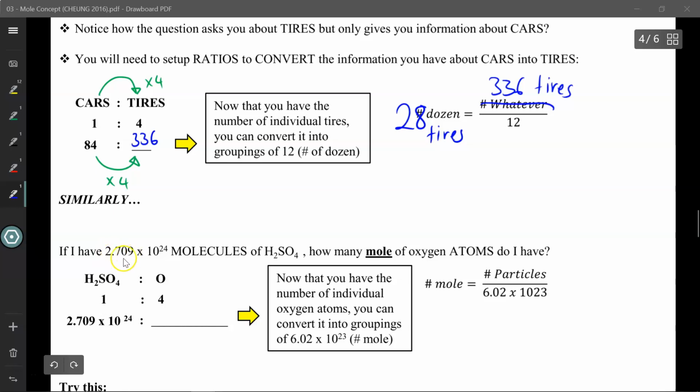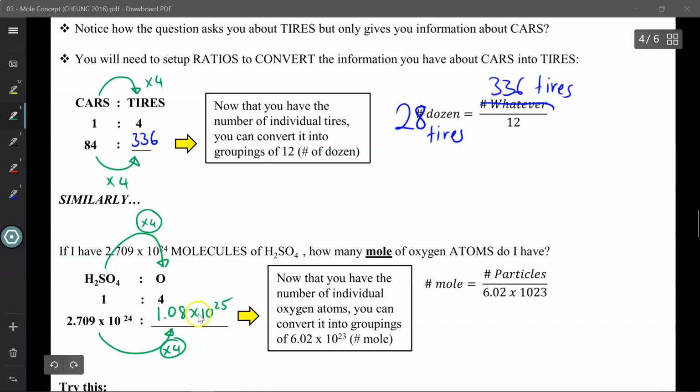So if I have 2.709 times 10 to the power 24 molecules of H2SO4, how many mole of oxygen atoms do I have? So you'll notice they give you information about one thing, molecules of H2SO4, but then they ask you for information of something else, atoms of oxygen. It's just like giving you information about cars and asking for tires. So let's plug it into the ratio first. I know that for every 1 H2SO4 molecule, there are 4 oxygen atoms. So it's a 1:4 ratio, just as every 1 car has 4 tires on it. So going from here to here is 4 times as much, while going from here to here is 4 times as much as well, 1.08 times 10 to the power 25.